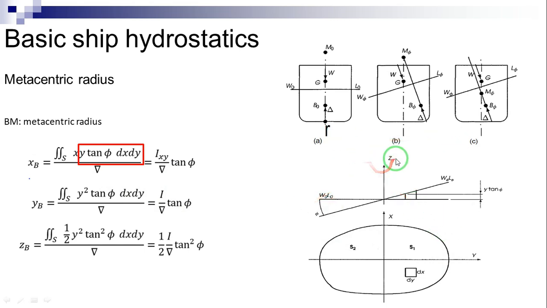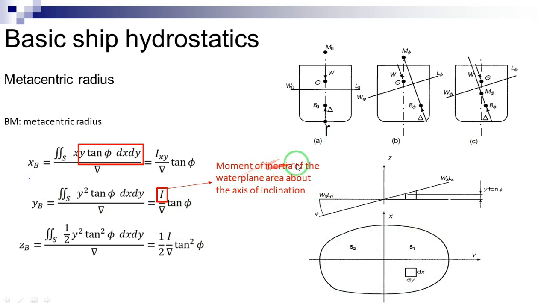The coordinates of the center of buoyancy B phi are obtained by integrating the changes of moment of the elemental volume y times tangent of phi times dx times dy as shown here over the water plane area S. Here I is the moment of inertia of the water plane area about the axis of inclination. Ixy is the product of inertia of the same area about the axes x and y.